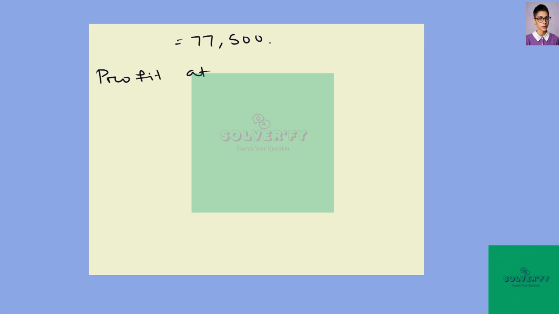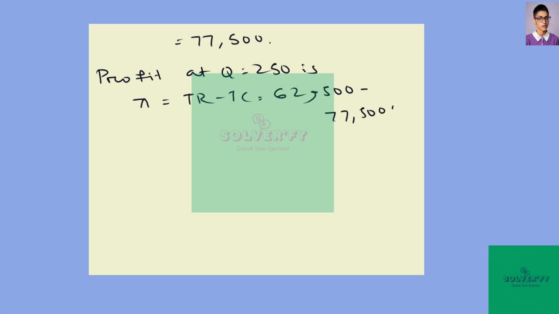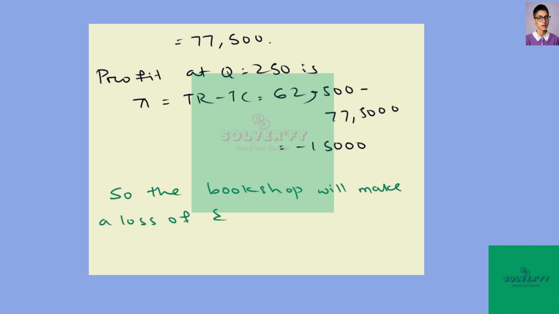Therefore, the profit at Q equal to 250 is pi equal to TR minus TC, that is 62,500 minus 77,500, that is minus 15,000. So the bookshop would make a loss of 15,000 if it sells 250 books.